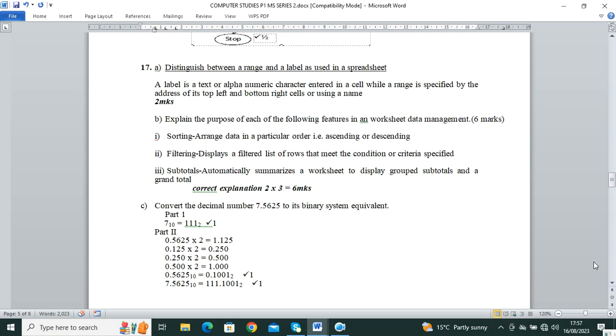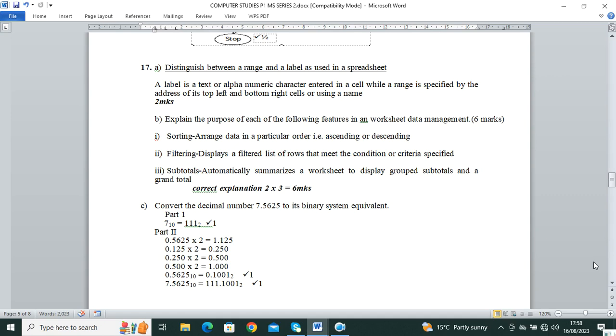Then explain the purpose of each of the following features in a worksheet, that is in data management. Guys, remember this is book 2, second topic, spreadsheets. So you have sorting, filtering, and subtotaling. This is just like drinking water. Sorting is arranging data in either ascending or descending order. Filtering is extracting data that meet a certain criteria. For example, give me guys who scored A minus in your class. You are just giving data that meet a certain criteria, A minus.